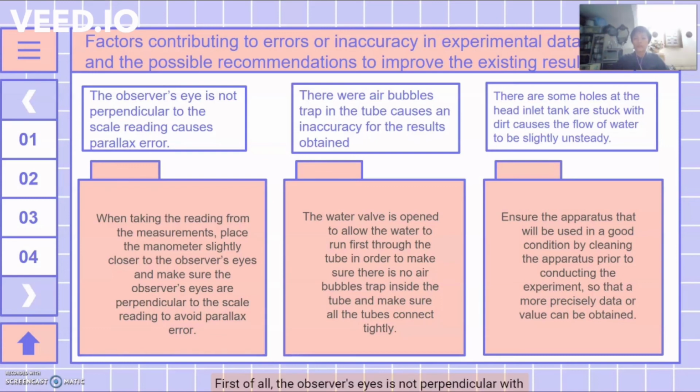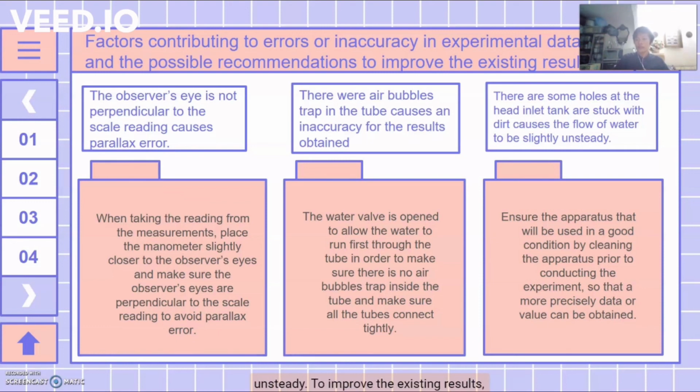First of all, the observer's eye was not perpendicular to the scale reading, which causes parallax error. To avoid this error, when taking the reading, place the manometer slightly closer to the observer's eyes and make sure the observer's eyes are perpendicular to the scale reading. Next, air bubbles trapped in the tube cause inaccuracy in the results obtained. To avoid this error, the water valve is opened to allow the water to run through the tube first, to make sure no air bubbles are trapped inside and that all the tubes connect tightly. Lastly, some holes at the head inlet tank are stuck with dirt, causing the flow of water to be slightly unsteady.